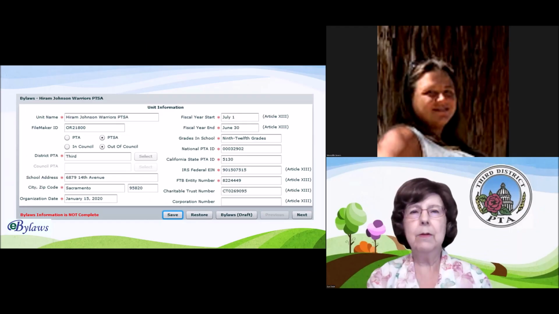For instance, some schools, particularly elementary schools, are adding a preschool, or they no longer have a 6th grade at their school, and the top grade is 5th grade. There's a change in grades.